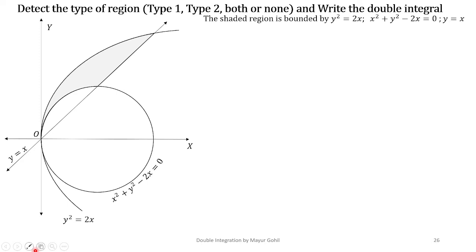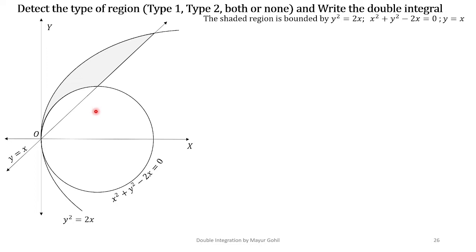In front of you I give you this question, where the shaded region is bounded by y square equals to 2x, which is a parabola, x square plus y square minus 2x equals to 0, which is a circle, and y equals to x, which is a straight line. Now you can see the shaded region over here.